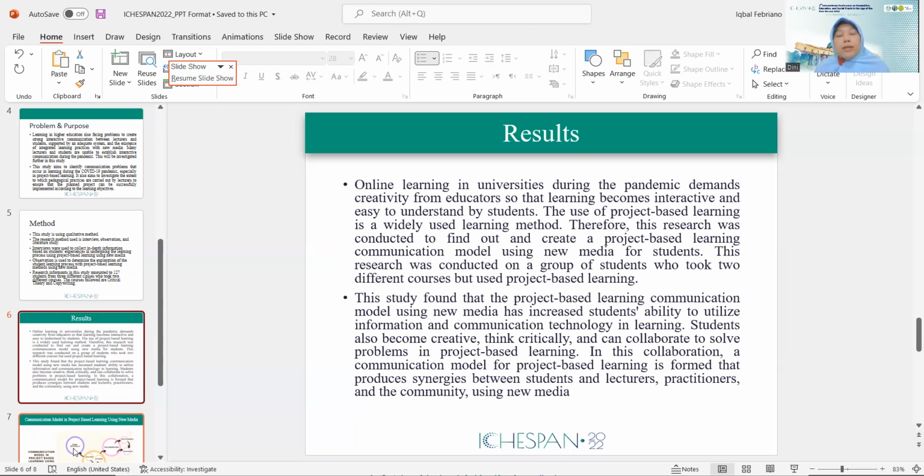The study found that the project-based learning communication model using new media has increased student ability to utilize information and communication technology in learning. Students also become creative, think critically, and can collaborate to solve problems in project-based learning. In this collaboration, a communication model for project-based learning is formed that produces synergy between students and lecturers, practitioners, and the community using new media.